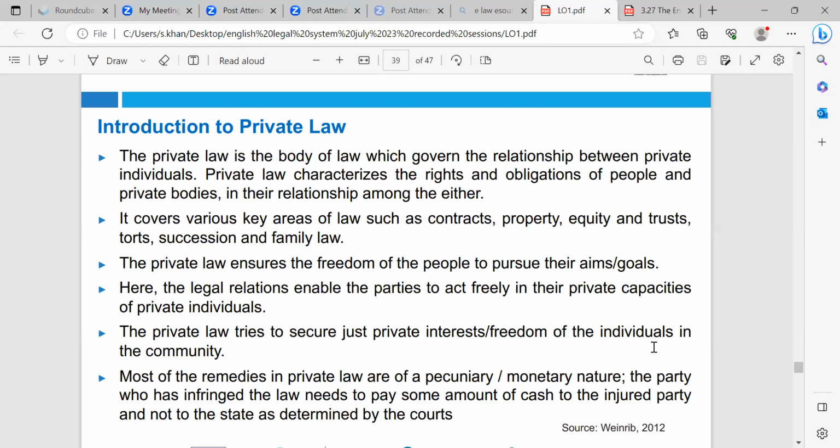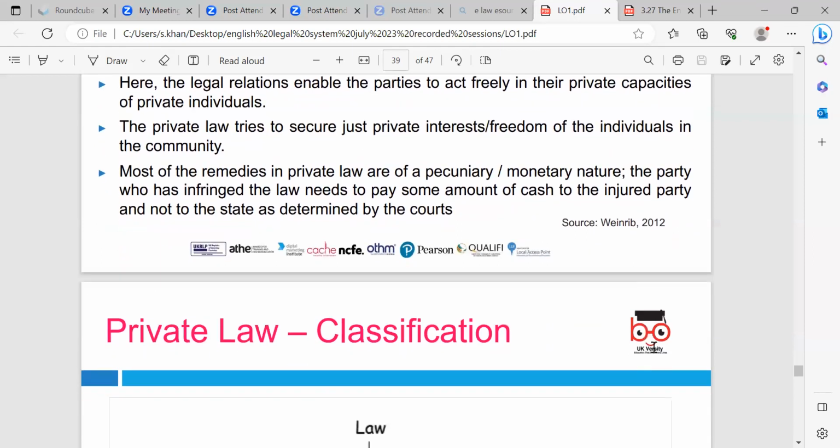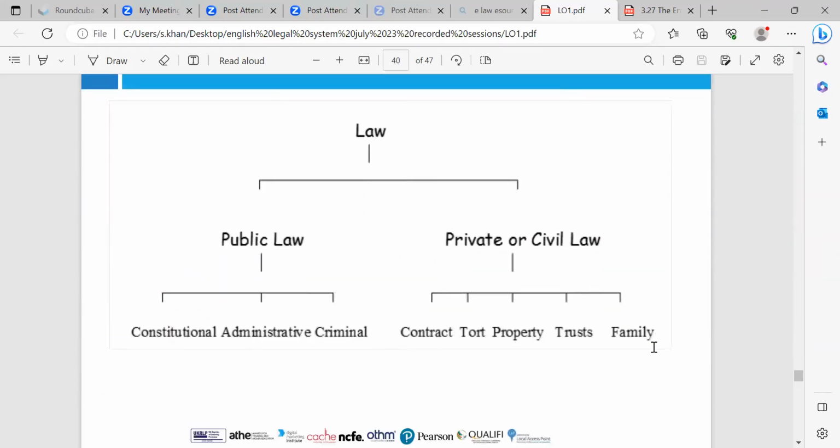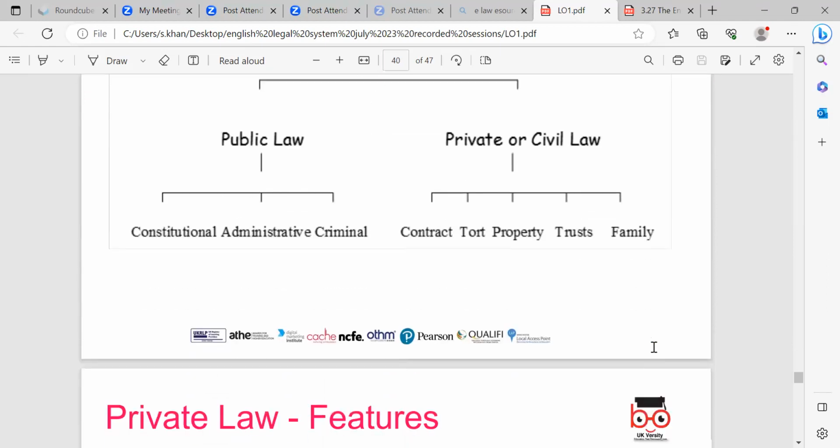Most of the remedies in private law are pecuniary, of a monetary nature. The party who has infringed the law needs to pay some amount of cash to the injured party, and not to the state, as determined by the court. So we've got public law, which deals with constitutional, administrative and criminal law, and private or civil law, which deals with contract, tort, property, trusts and family.